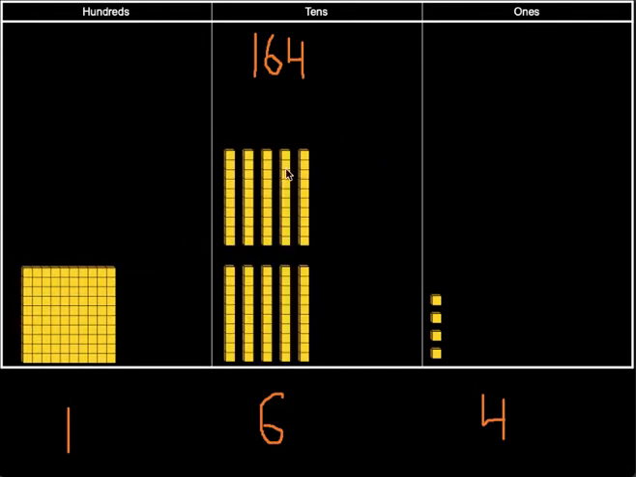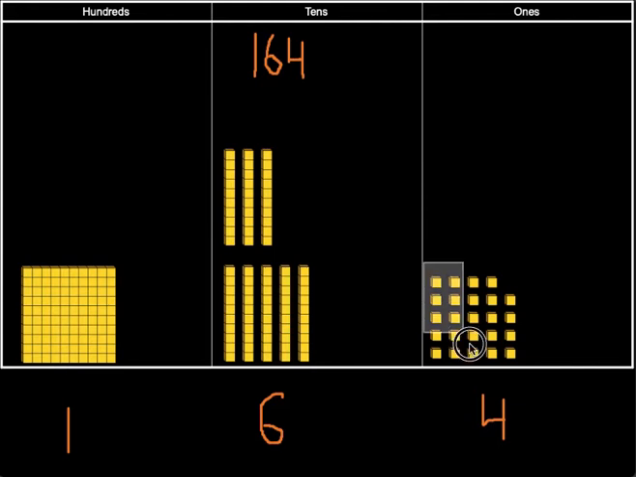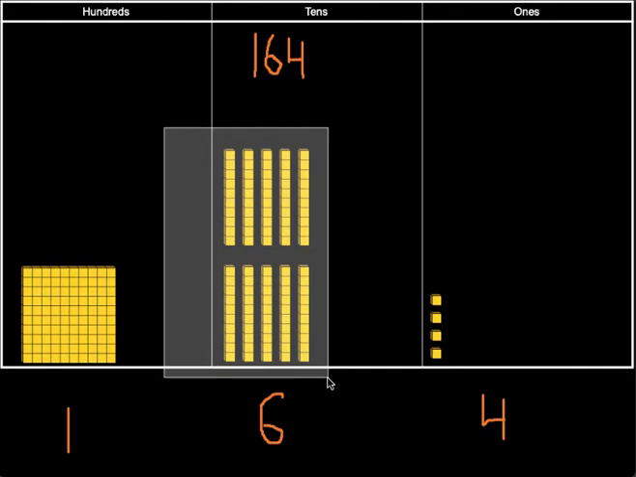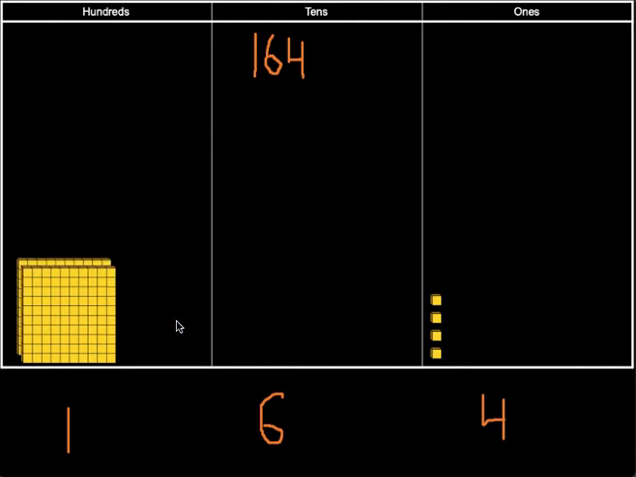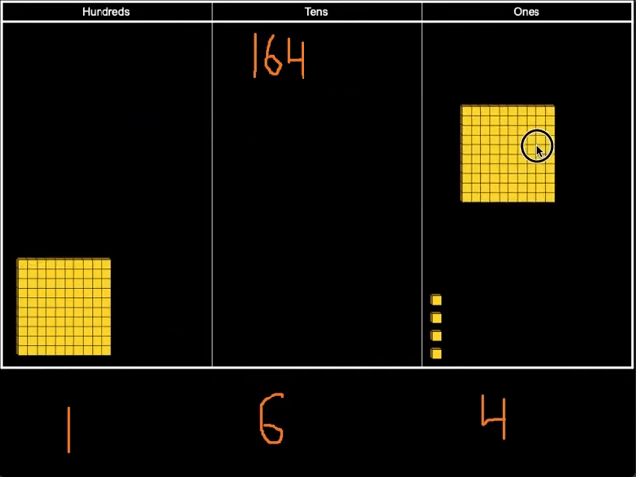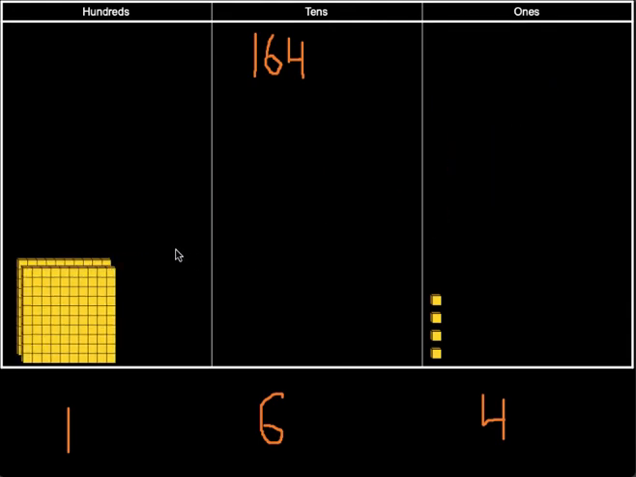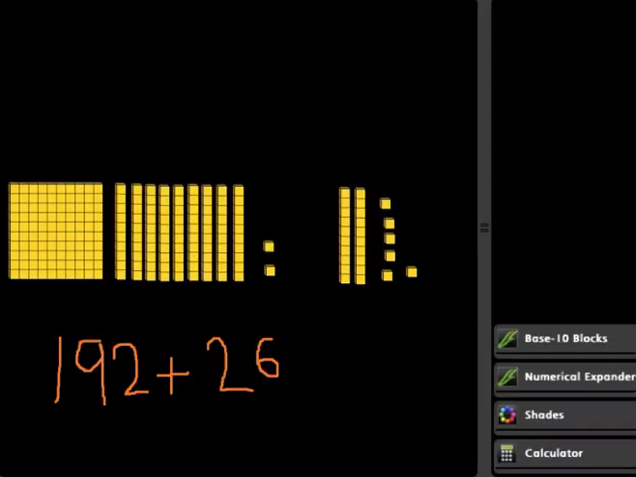So this chart right here is really good for showing regrouping. We can move our tens blocks into ones, and we can move our ones blocks into tens, and we can move our tens into hundreds. I bet we could even move our hundreds into ones. Oh, maybe it won't let us do that. That's okay. That would be a lot of ones. There's probably not room for that. Anyways, let's get started with that.